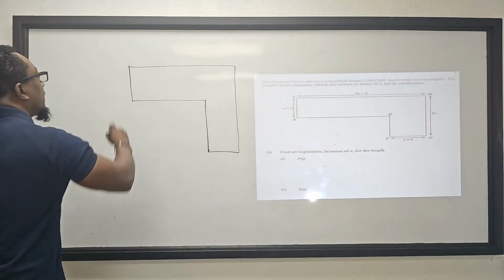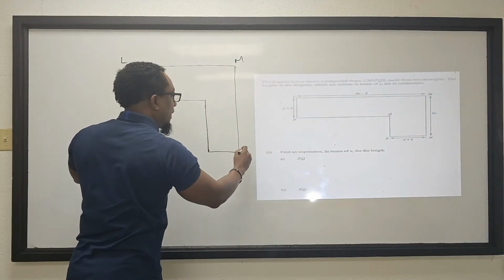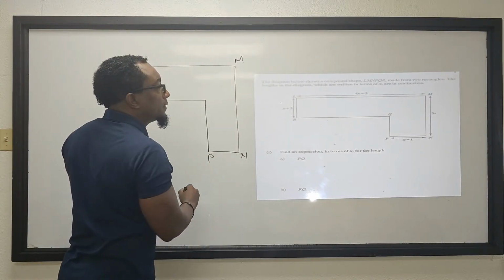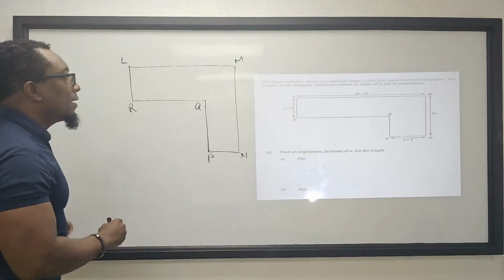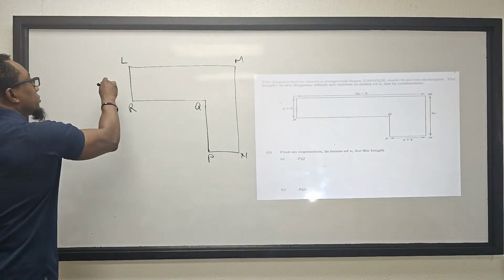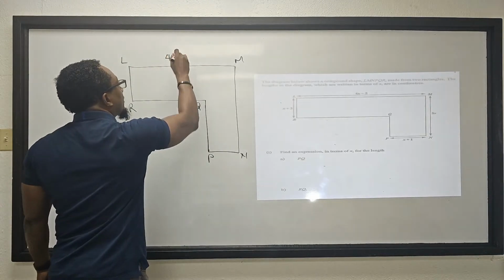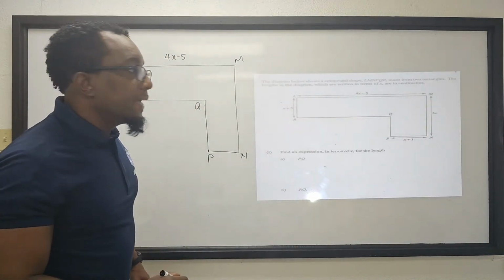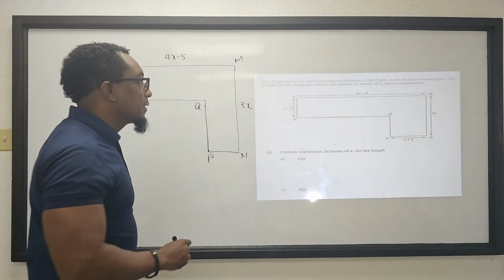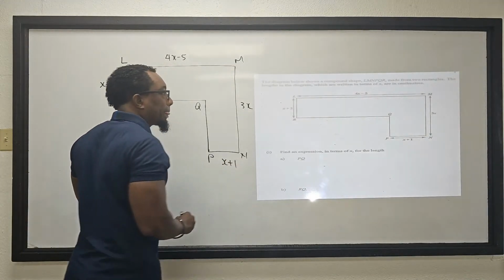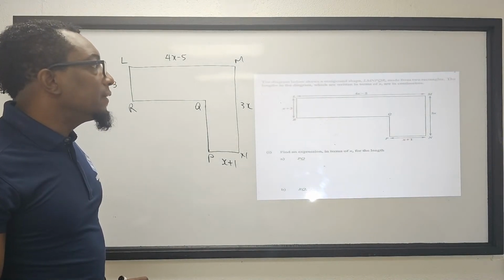And this here is the compound shape L, M, N, P, Q, and R. The length of LR is x plus 3. The length of LM is 4x subtract 5. The length of MN is 3x. The length of PN is x plus 1. And they want us to find an expression in terms of x for the length of PQ.